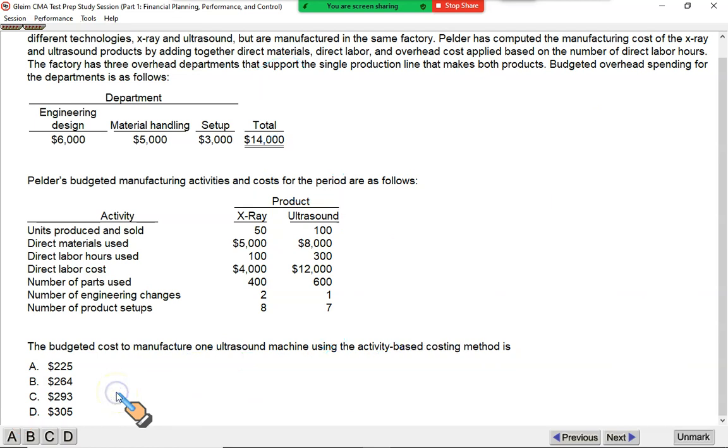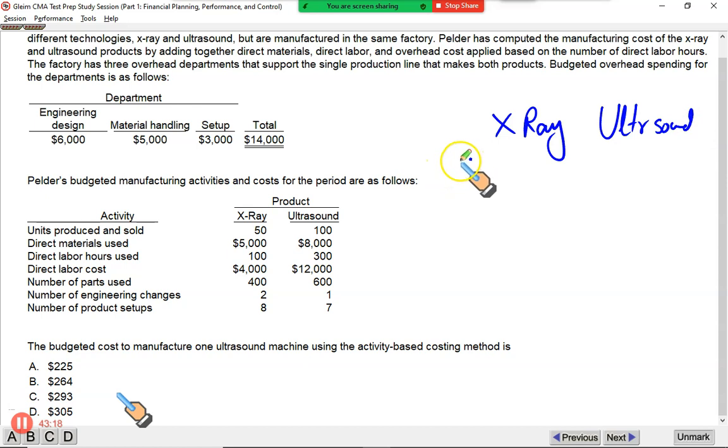So what we are going to do, we are going to make 2 columns. Gentlemen, I'm deliberately spending more time on this question to explain the basic essence of ABC. So it will take time, but let's just focus on it. I told you direct material and direct labor would never be an issue. For X-rays, direct material is 5,000 and direct labor is 4,000. For ultrasound, direct material is 8,000 and the direct labor is 12,000. So it's never an issue.